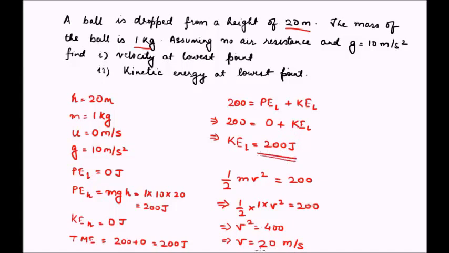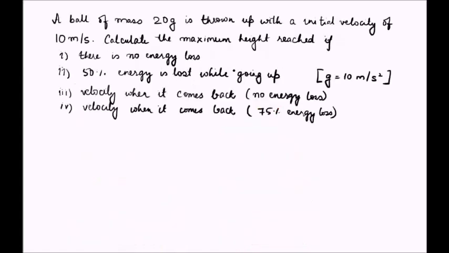This was a simple example to brief us about the concept of conservation of energy. Now let us move to a little more tricky problem. In this numerical, we are told that we have a ball which has a mass of 20 grams and it is thrown up with an initial velocity of 10 meter per second. So a 20-gram ball is thrown up with 10 meter per second and we are asked to calculate the maximum height reached if there is no energy loss.